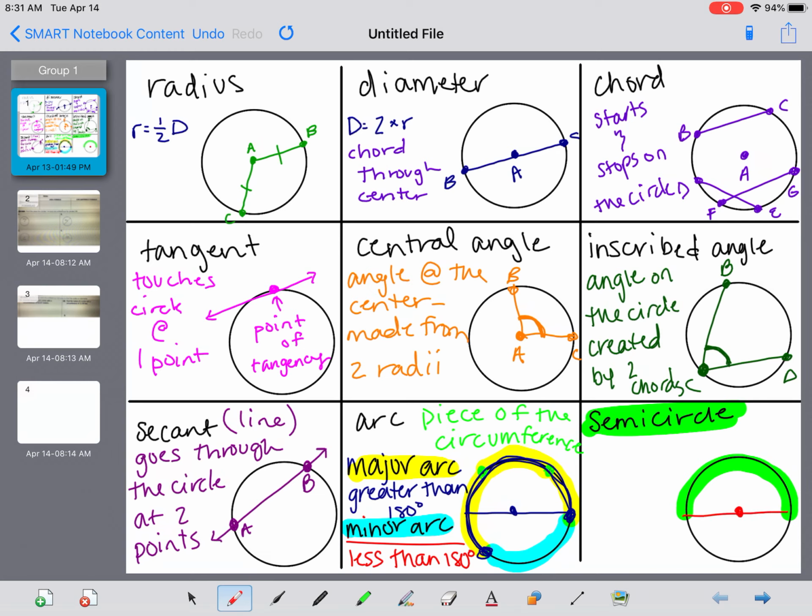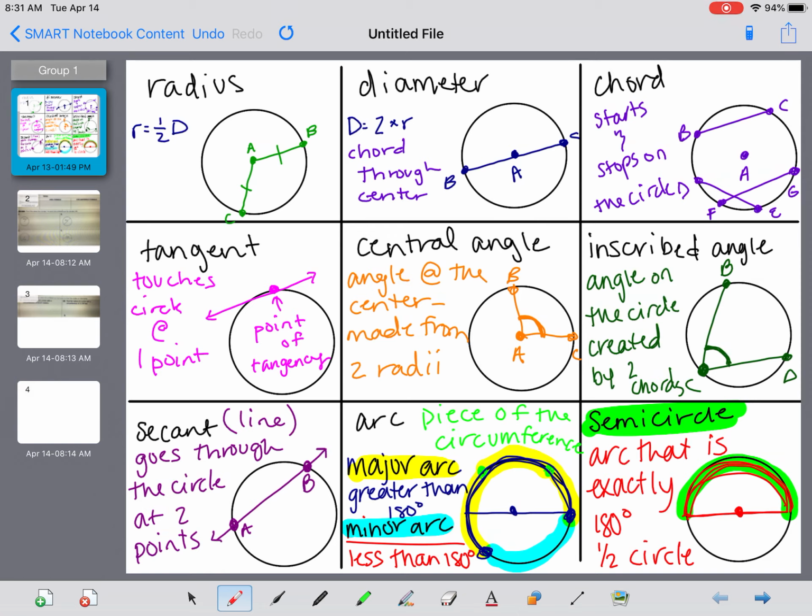A semicircle is exactly half the circle. So if this was our center and this is a diameter, then this is a semicircle and it is exactly 180 degrees. It is an arc that is exactly 180 degrees. It's half a circle.